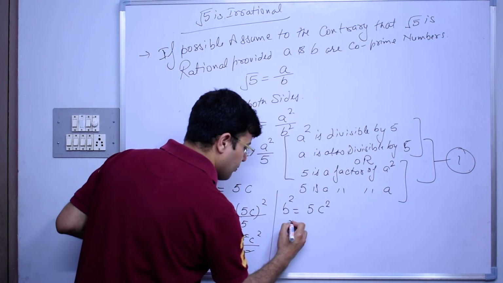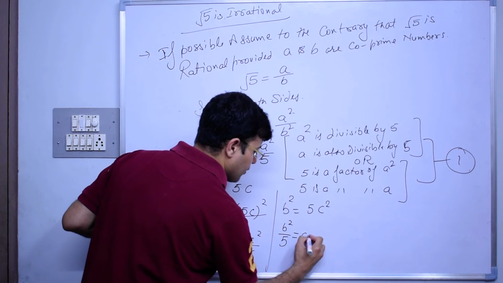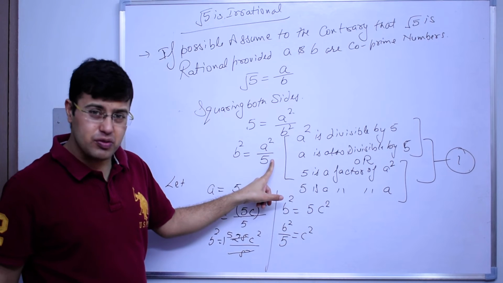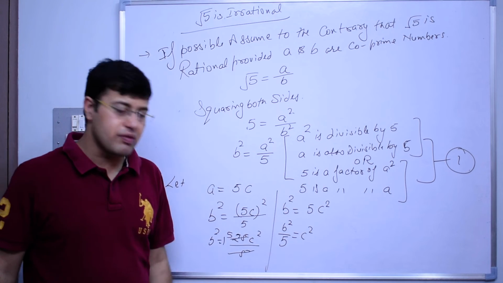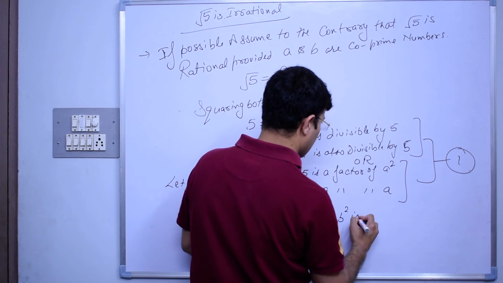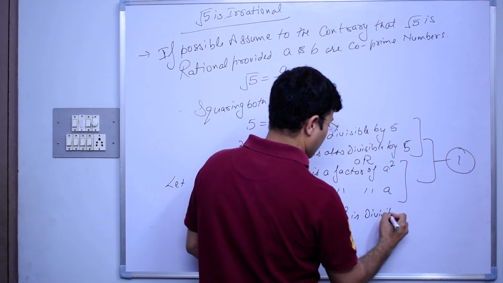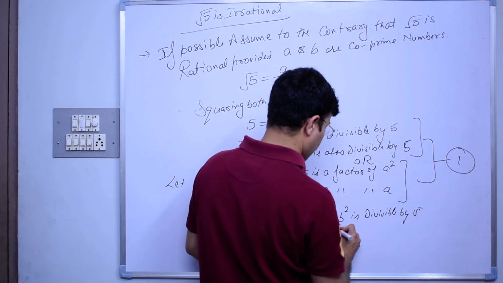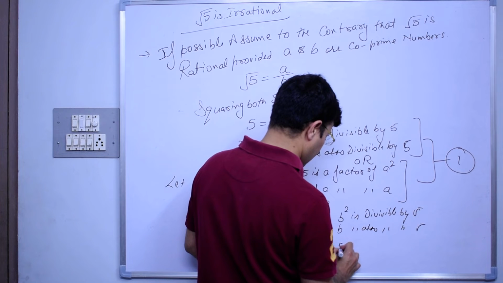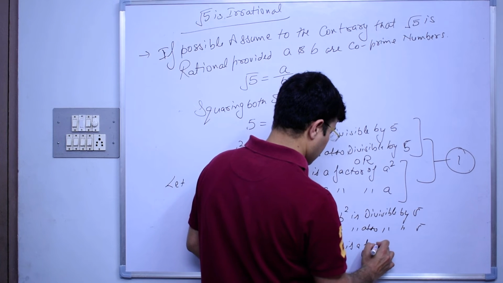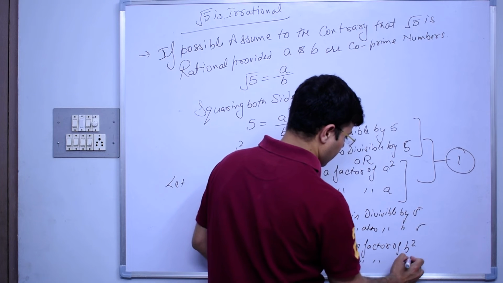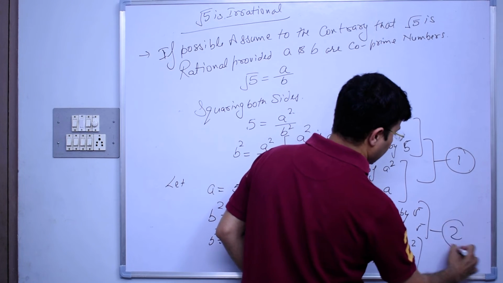Then again we will write b square is divisible by 5 is c square. Now again you will see that initially it was a square that was being divided by 5. Here again b square is divided by 5. So then we'll use the same thing. Either we will write b square is divisible by 5, so b is also divisible by 5, or you can say 5 is a factor of b square and 5 is a factor of b, and take it as equation 2.